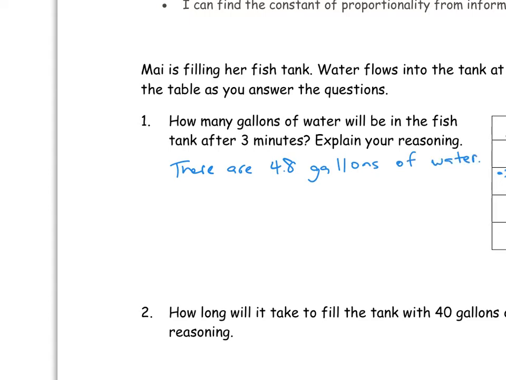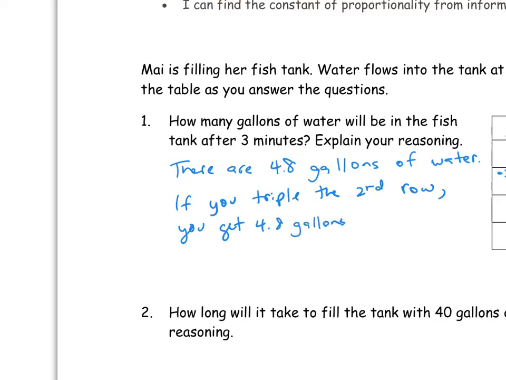It also wants you to explain your reasoning. So it's important that you're actually explaining in words. You're not just writing the answer down. One possible explanation could be, if you triple the second row, you get 4.8 gallons after 3 minutes.